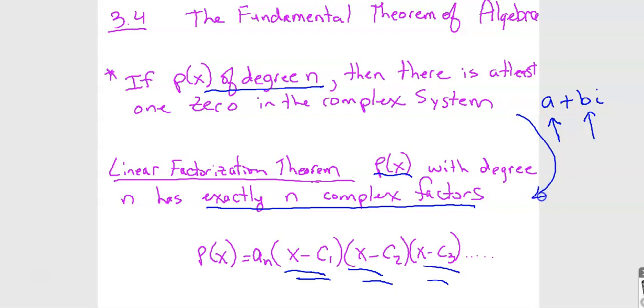So these literally go hand in hand. Remember, a factor, if you know the factor, then you know the zero. If you know the zero, then you know the factor. So if you know how many zeros there are, then you know how many factors there are.